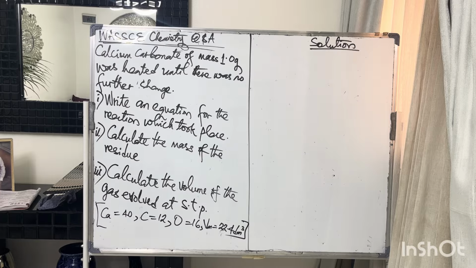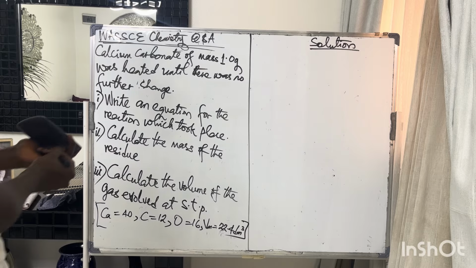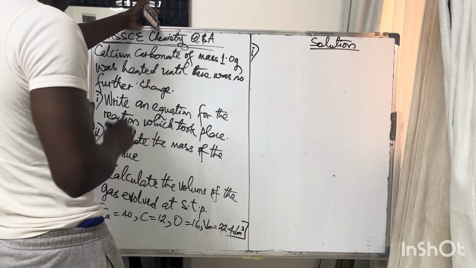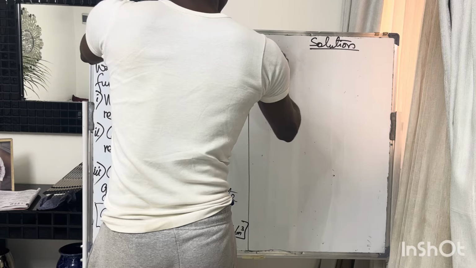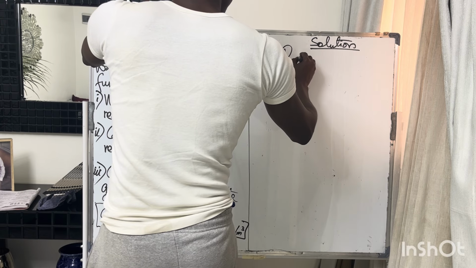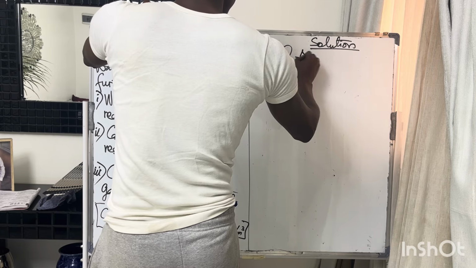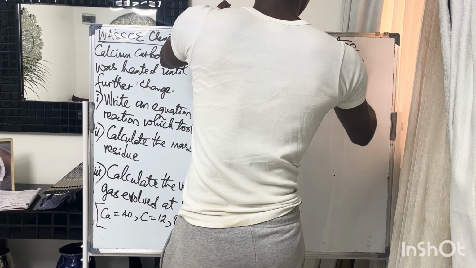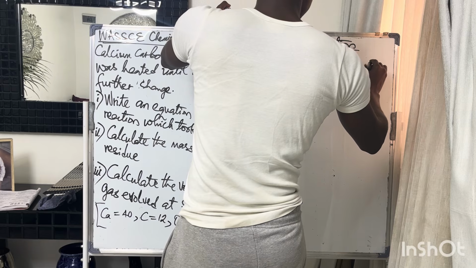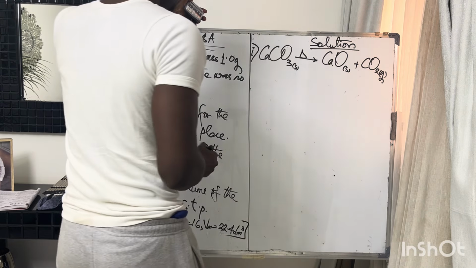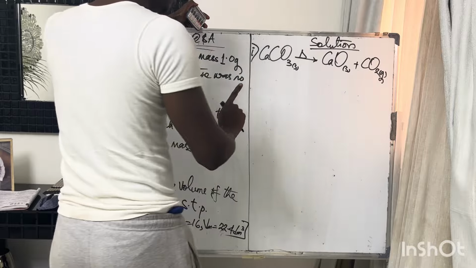So this is a very good question. Let's start by responding to the first sub-question, writing an equation for the reaction. Calcium carbonate, CaCO3, decomposes on strong heating. The triangle sign means heat. When it decomposes, it gives us calcium oxide, which is a solid, and carbon(IV) oxide, which is a gas. Make sure the equation is balanced.